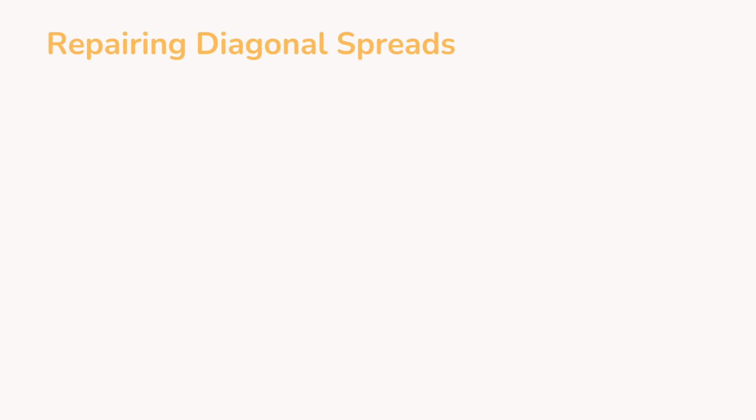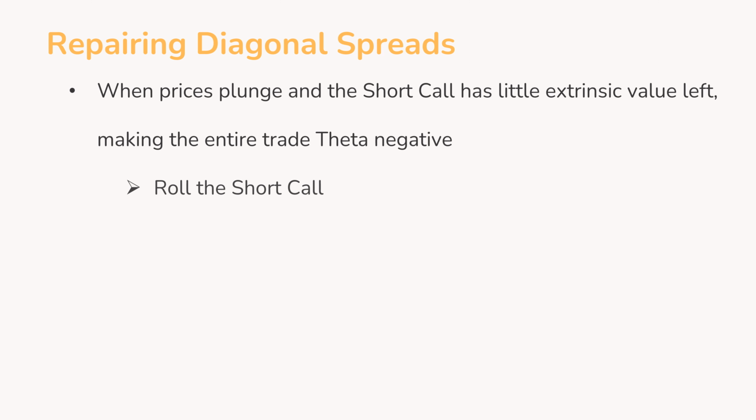So moving on to the next section, that will be repairing the diagonal spreads. For the diagonal spreads, there's actually not much you can do when it comes to repairing, especially when the trade goes wrong. There are 2 scenarios that can happen that will force you to repair the diagonal spread. The first scenario is when the price of the underlying stock plunges significantly and the short call has little extrinsic value left, making the entire trade theta negative.